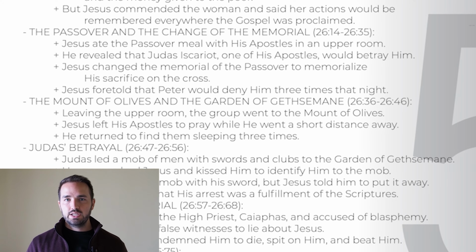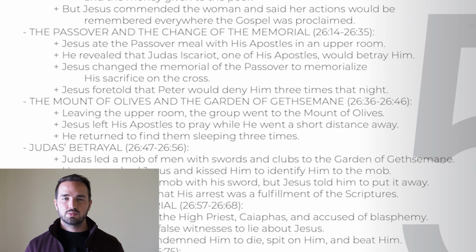He then changed the memorial of the Passover, remembering God's deliverance of the people from Egypt, to a remembrance of his death and what he was about to do for not only his apostles, but for the world on the cross. And then Jesus foretold that another one of his apostles, Peter, was going to deny him 3 times before the night was out.